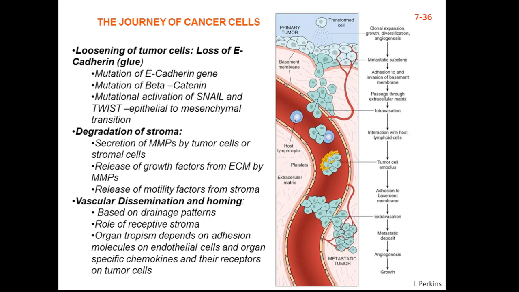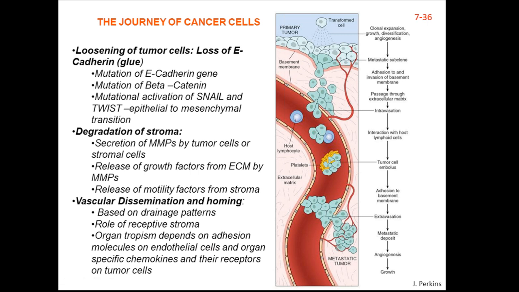The E-cadherin gene mutations are seen often in gastric carcinomas, familial loss of E-cadherin. E-cadherin signals through beta-catenin. So a mutation in beta-catenin has the same effect as mutation in E-cadherin. And this occurs in many cancers, colon cancer, and so on.